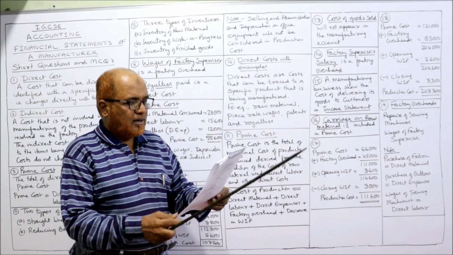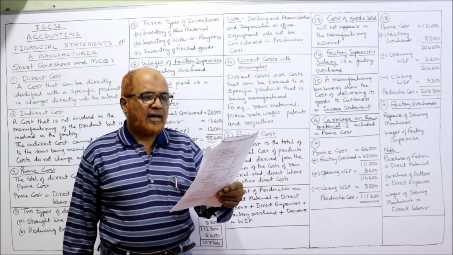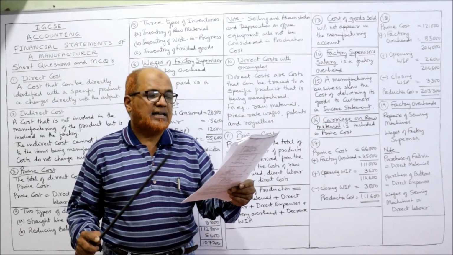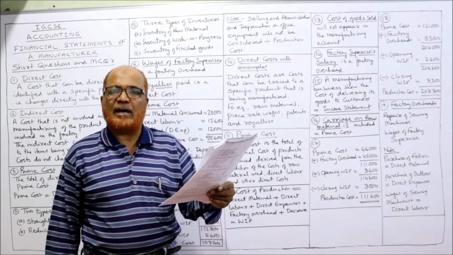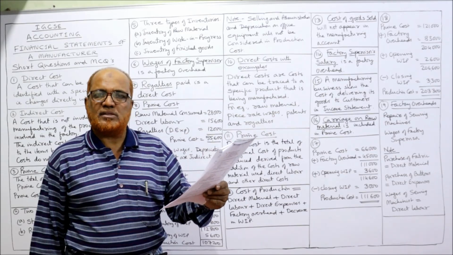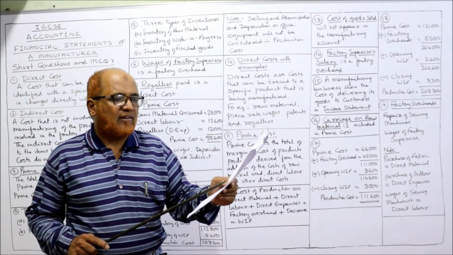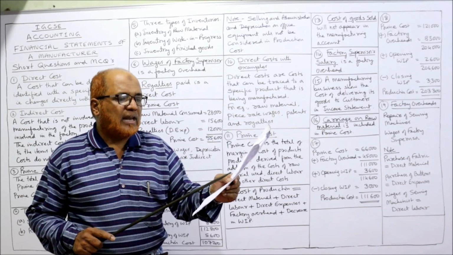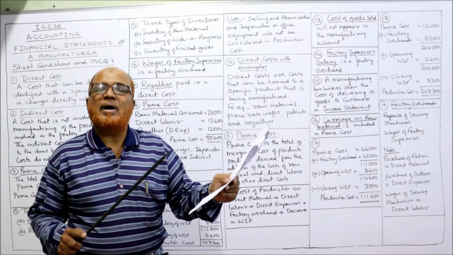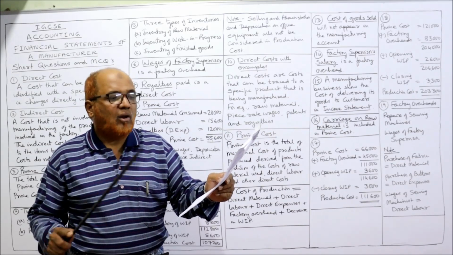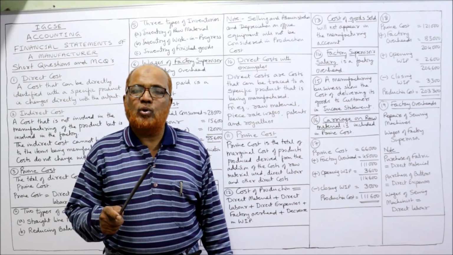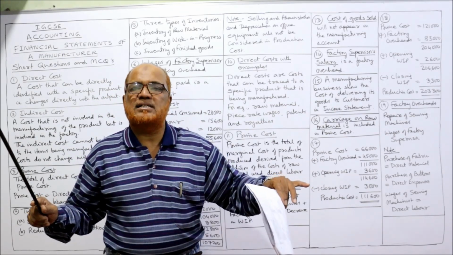Now 13th one. Which item would not appear in the manufacturing account? Four items are given: cost of goods sold, cost of production, prime cost, work in progress. Remember, the manufacturing account will have work in progress, prime cost, and cost of production. But the manufacturing account will not have cost of goods sold. So one point you remember, cost of goods sold will not be considered.